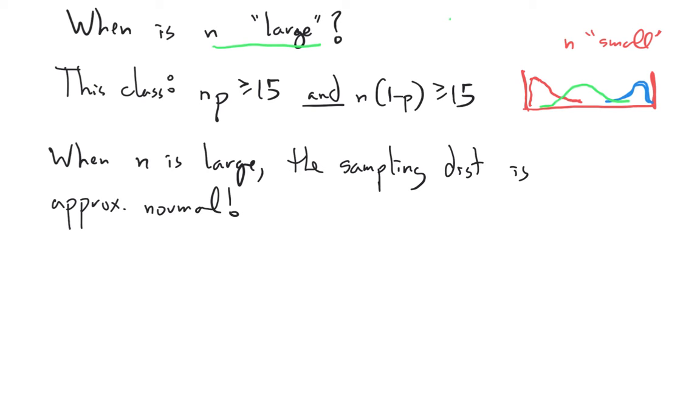We have a standard error, so we can start using our normal table to calculate probabilities and to find confidence intervals and whatever we like. So that's fantastic. And let's look at an example on the next slide here.